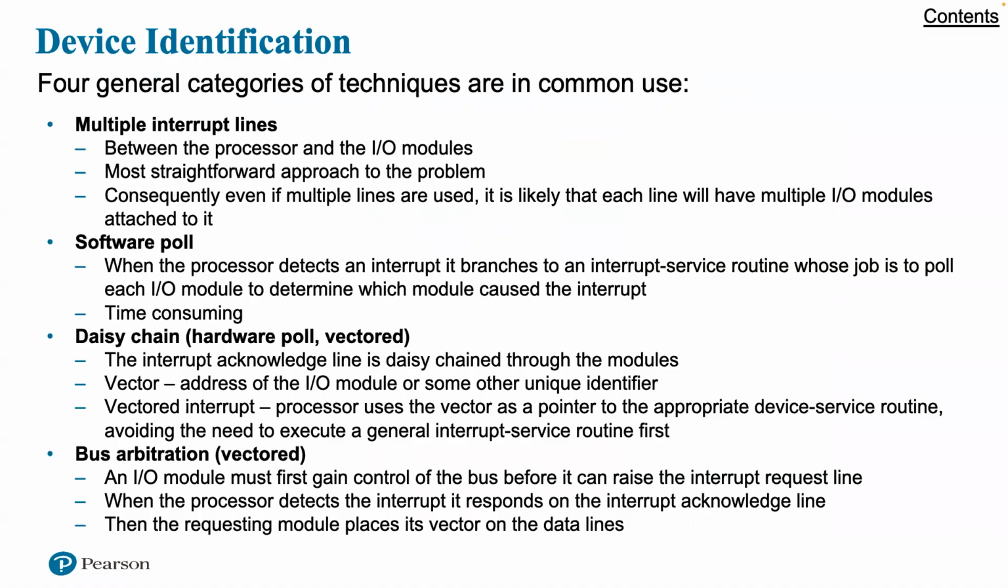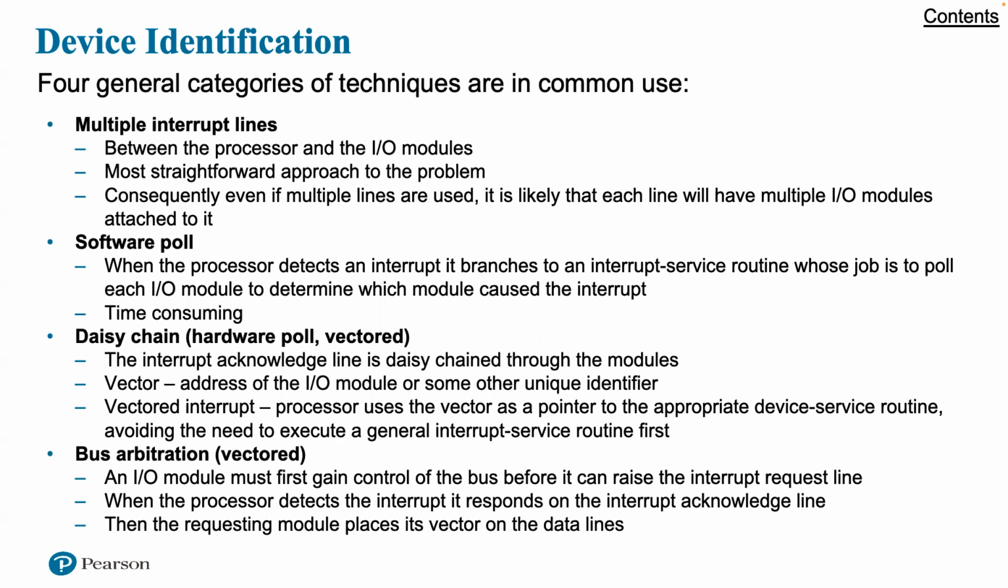There are four general categories of techniques in common use. So let us consider device identification for those scenarios. First, we have multiple interrupt lines, software polling, the daisy chain, that is hardware polling and vectored, and bus arbitration or vectored.